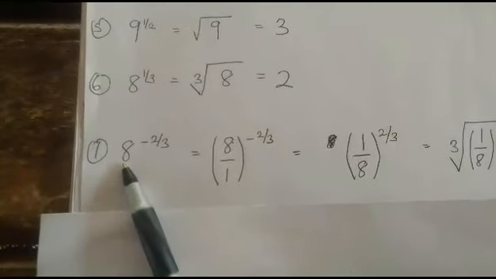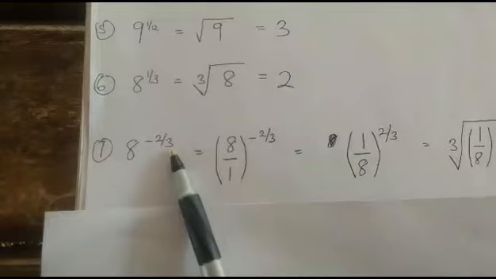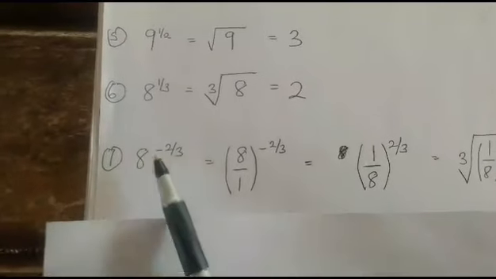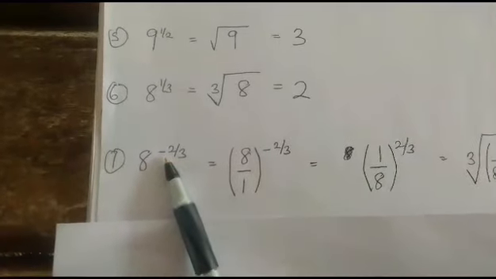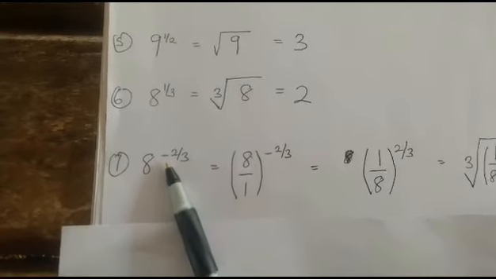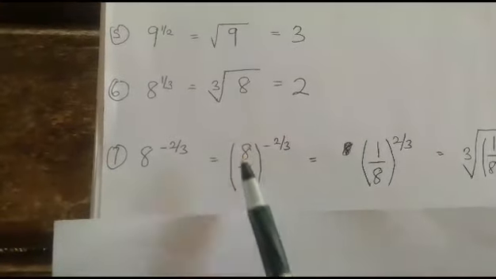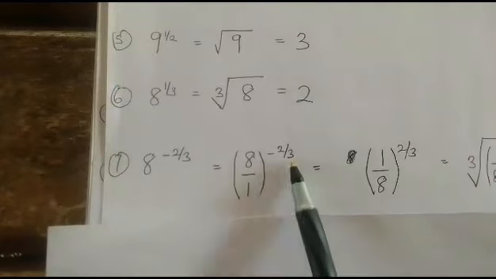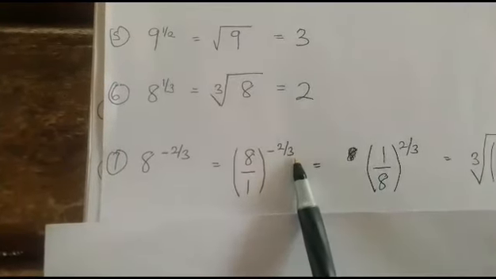Now if you're having 8 raised to power minus 2 over 3. In the last video, we talked about the negative power. First of all, you need to change this negative power to positive power. You know that 8 is the same thing as saying 8 over 1 raised to the power of minus 2 over 3.